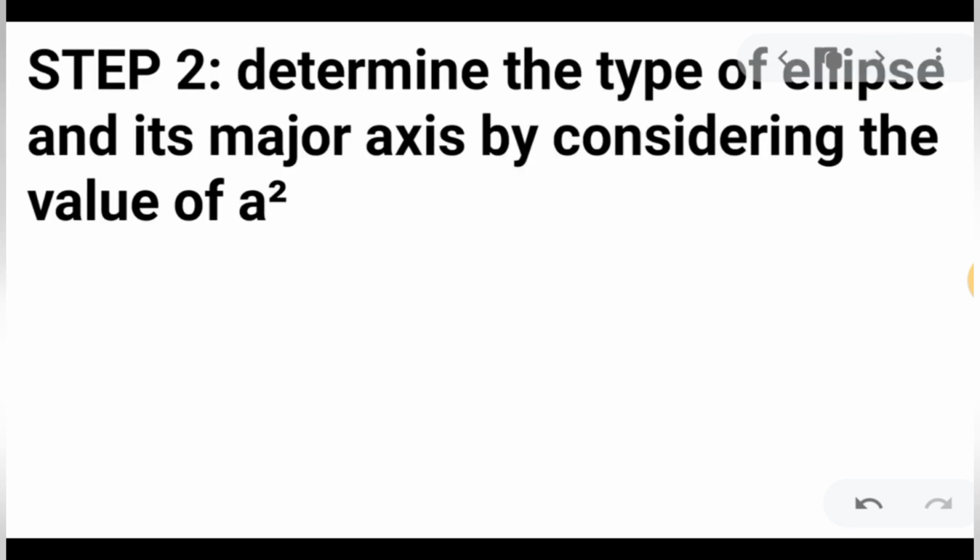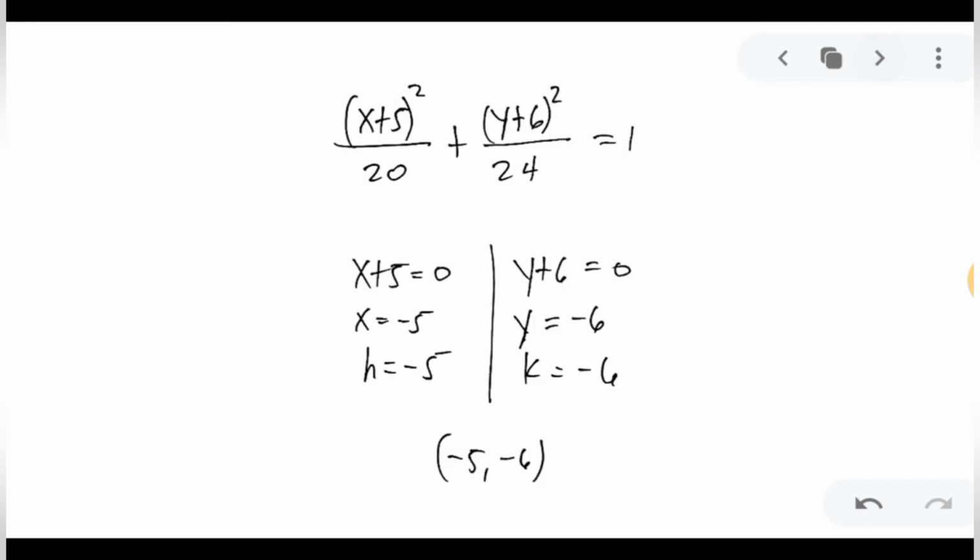For step 2, we have to determine the type of ellipse and its major axis by considering the value of a squared. From this expression, we can tell that the 24 here is the a squared since this is the greater denominator compared to the other one. And since the 24, or the a squared, is the denominator of the y, therefore the type of ellipse is a vertical ellipse, and therefore the major axis lies on the y-axis.